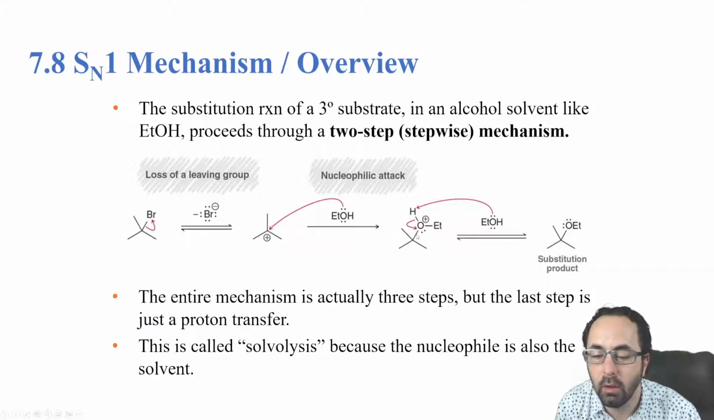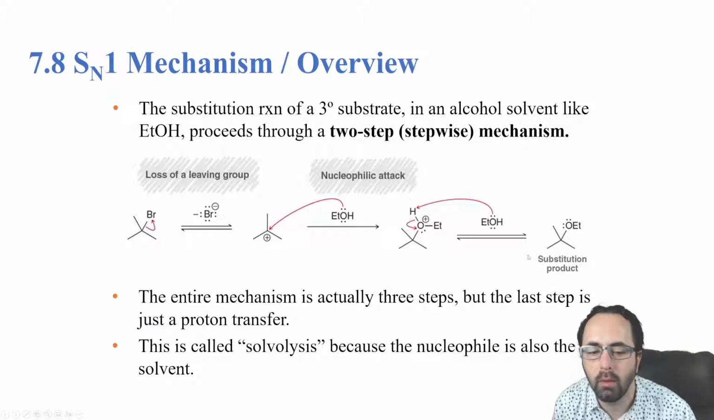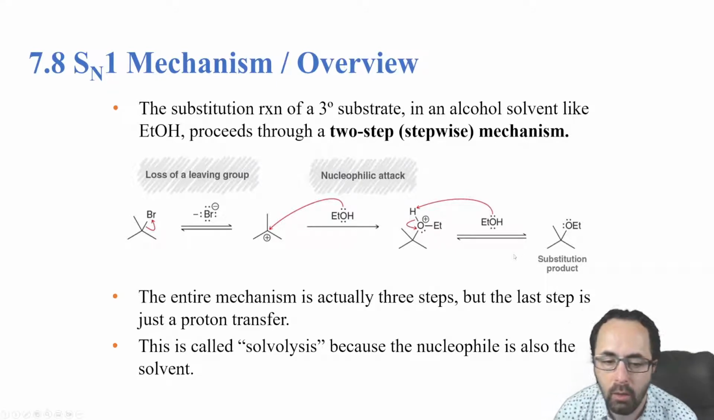So in this case, there's going to be one more step, and that's going to be the removal of an additional proton from the oxygen, because the oxygen here has this positive charge. We still have ethanol in here. Ethanol can function as a base. It's not a great base, but we have here a proton transfer where this lone pair makes a bond with the hydrogen, and then that leaves these 2 electrons of this bond behind on the oxygen, to get the substitution product. So the actual mechanism is actually 3 steps. The last step is just a proton transfer.